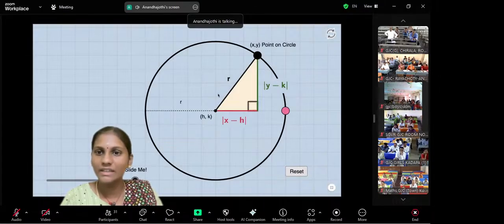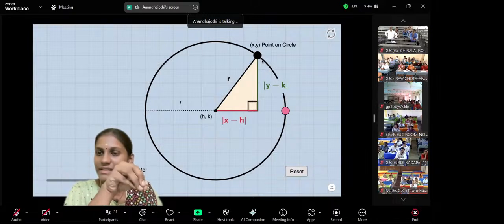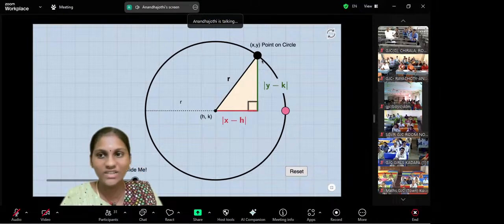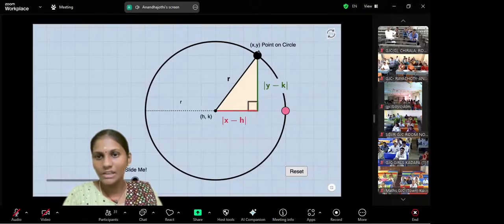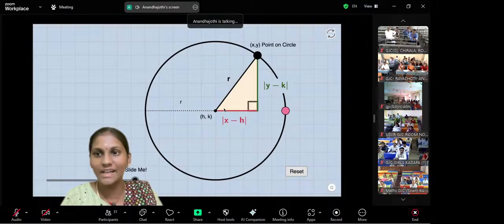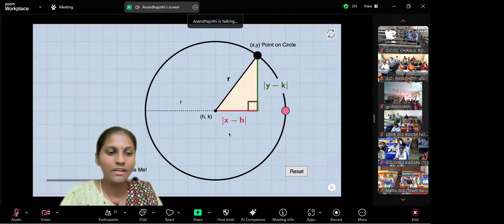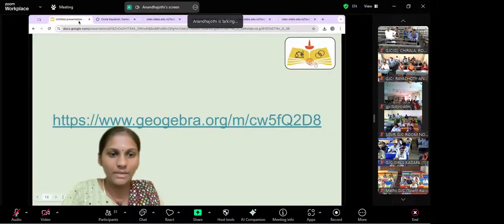See this line, a line in black color. This is connecting the center and the point on the circle. If a line connects the center and a point on a circle, it is called the radius, r. Now it resembles a right-angled triangle, where the hypotenuse is the radius and the two sides are x minus h and the modulus of y minus k.